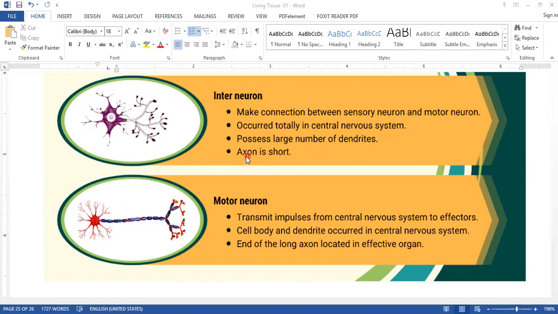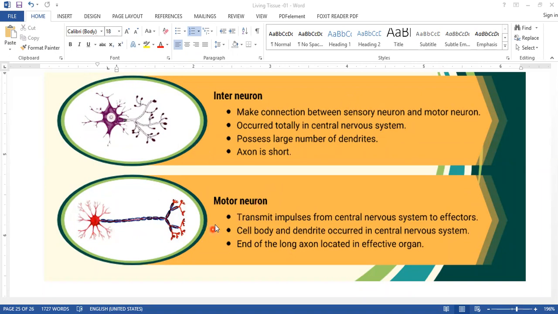And the third one is the axon is very short. Here, the axon, when you compare other cells, other neurons, this axon is very much short. The point is that the function, I will talk about this function much later. We will talk very clearly about that.